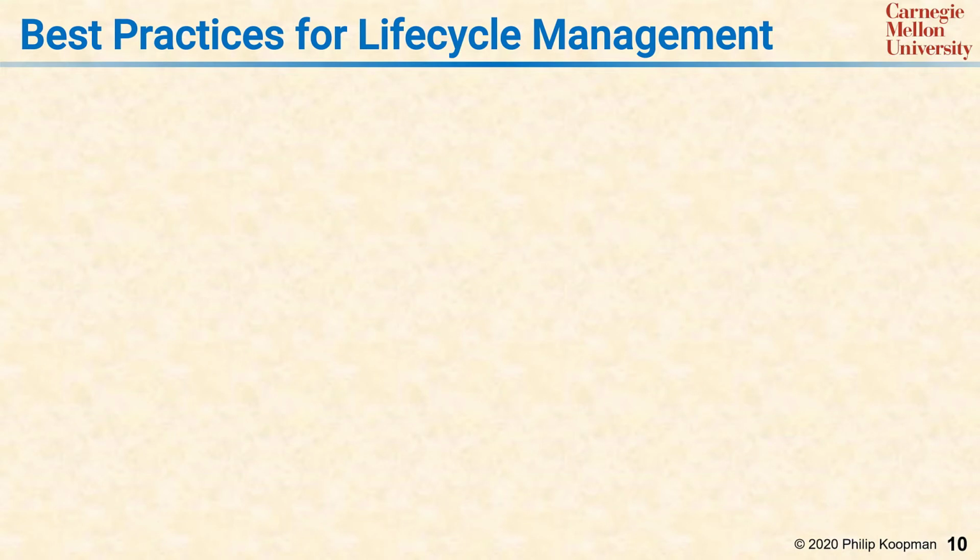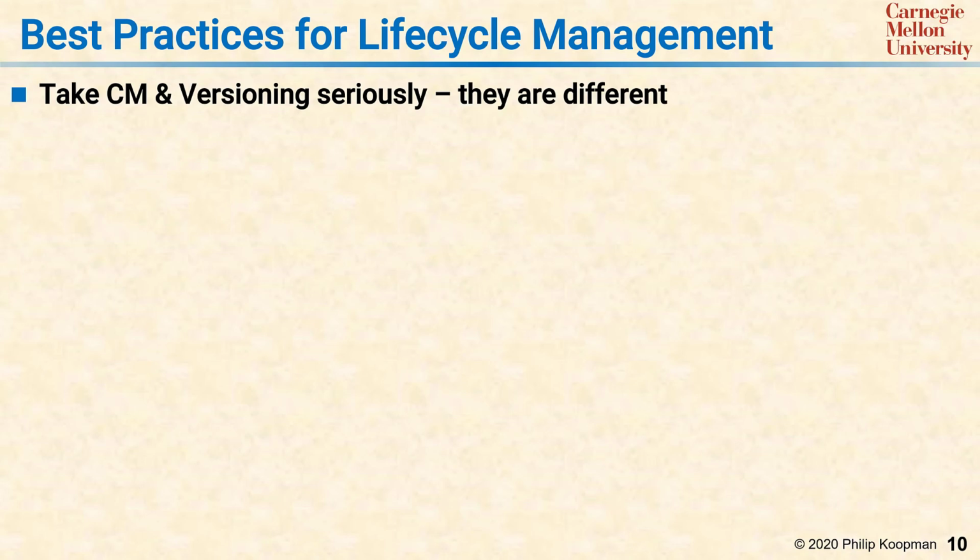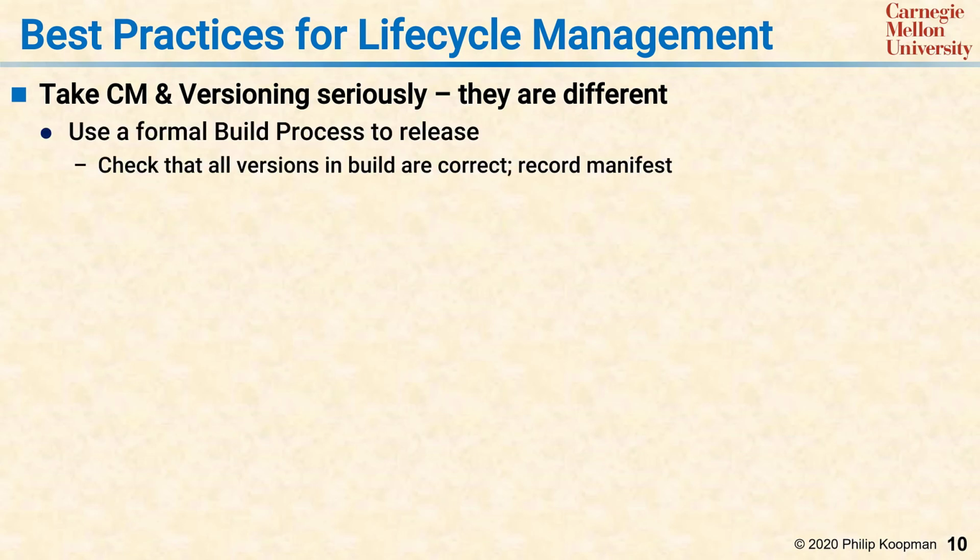Best practices for lifecycle management have to encompass configuration management, versioning, and dealing with long-lived systems. Make sure to take configuration management and versioning seriously. They're different. Recall that configuration management is about knowing which version's in a particular product, while versioning is keeping straight, okay, I have a version number, but where's the source code, how do I rebuild it, and so on. Making all this work requires using a formal build process to create and release your product. Ideally, this entire process is automated based on configuration management data.